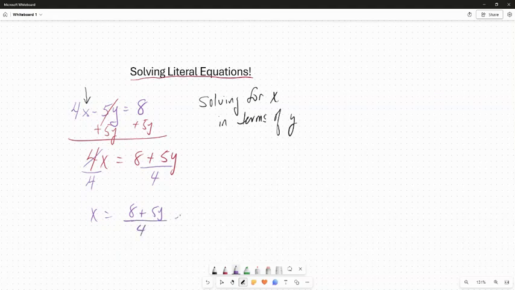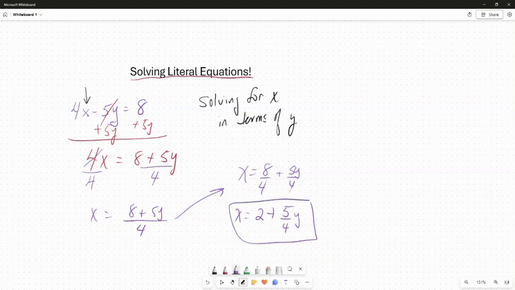Now, check this out. I can actually break it up, and I would have 8 over 4 plus 5y over 4. So x is equal to 2, because 8 divided by 4 is 2. But don't forget, the 4 is still underneath that 5y. The 4 is still the denominator of the 5y, and that's very important to remember.